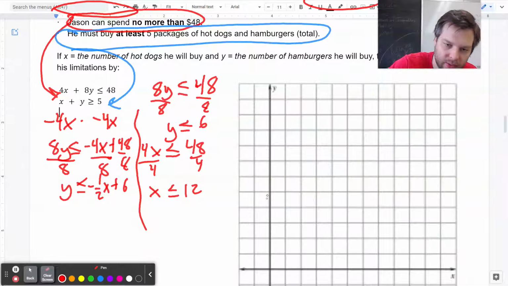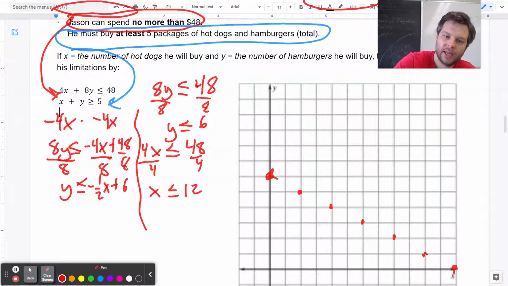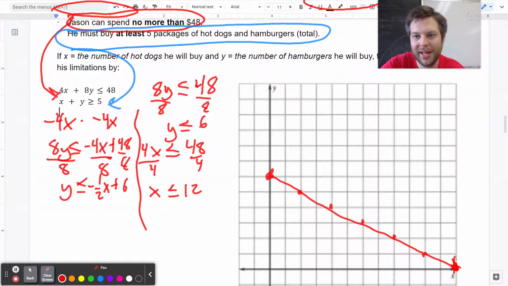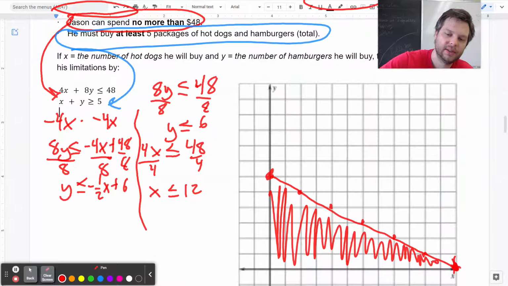1, 2, 3, 4, 5, 6. Going down 1 and over 2. And I hope you can see how if I continue to go down 1 and over 2, I hit x equals 12, which is what I promised you would get using the other method. I connect these dots with a solid line because it says "or equal to." I don't put arrows on the end here because what the heck does it mean to have a negative hot dog or a negative hamburger? I shade underneath the line because it says y is less than and because it says x is less than. And I'm done with that one.